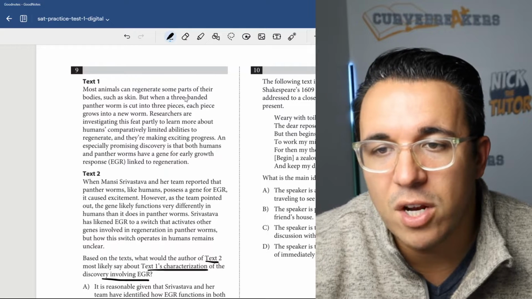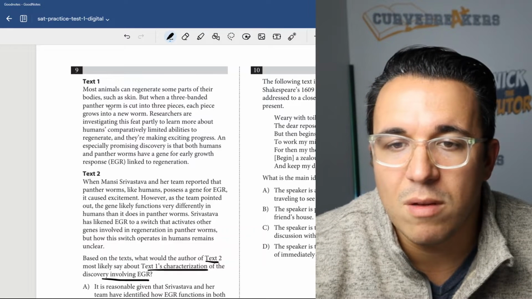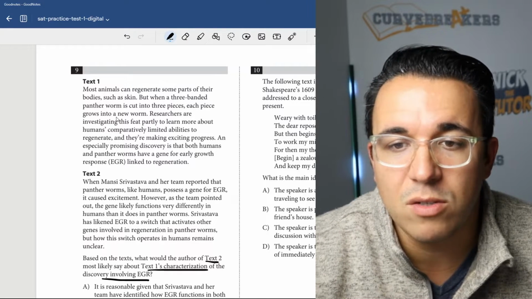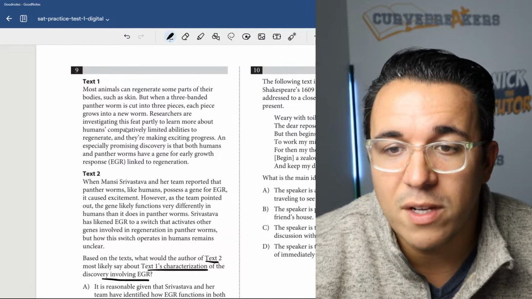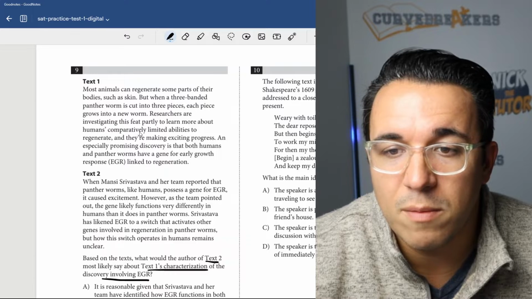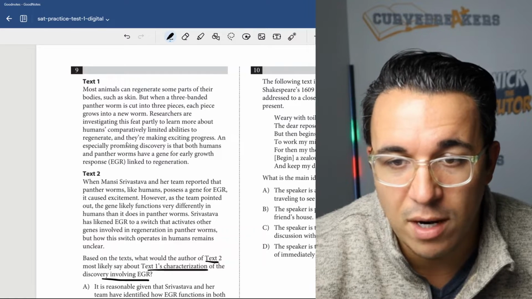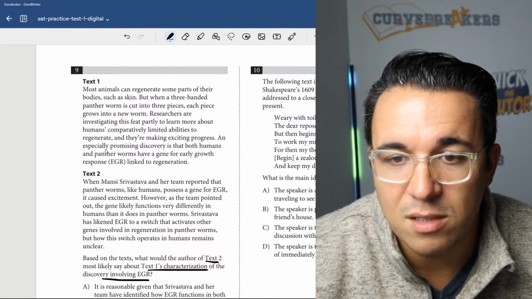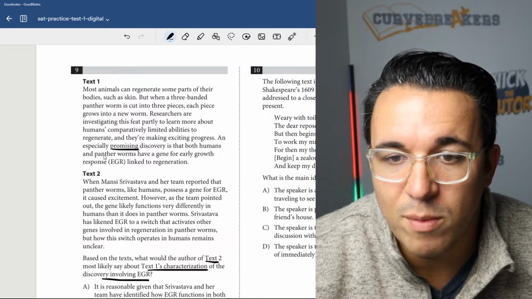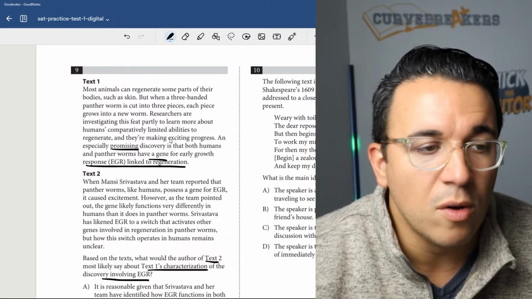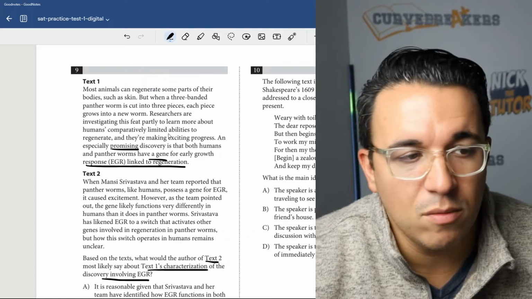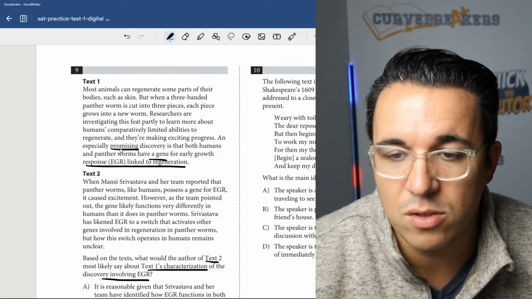Most animals can regenerate some parts of their bodies, such as skin, but when a 3-banded panther worm is cut into 3 pieces, each piece grows into a new worm. Wow, that's kind of disgusting. Researchers are investigating this feat partly to learn about humans' comparatively limited abilities to regenerate, and they're making exciting progress. An especially promising discovery is that both humans and panther worms have a gene for early growth response linked to regeneration. So this person is very positive that this gene maybe could be good for science or something like that.